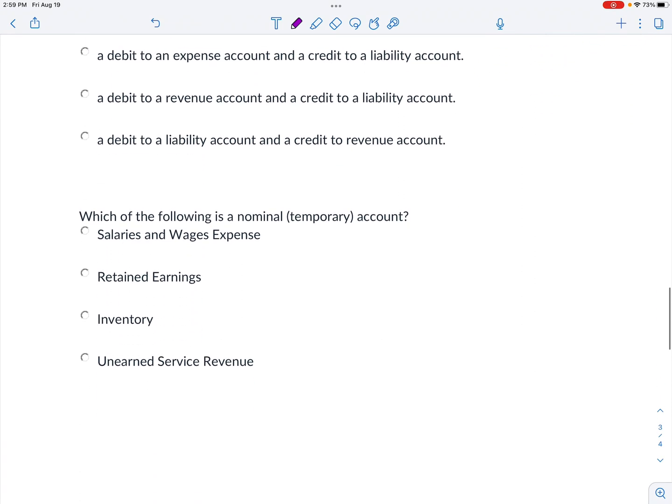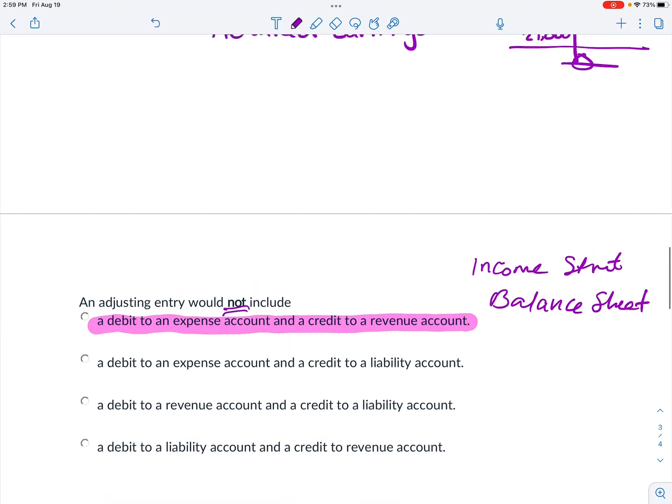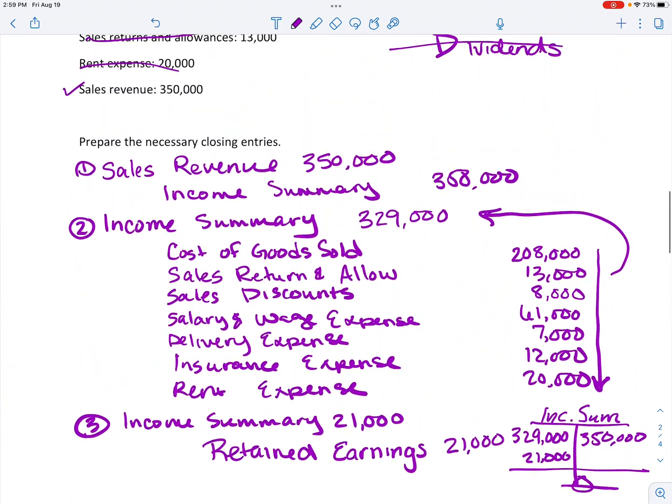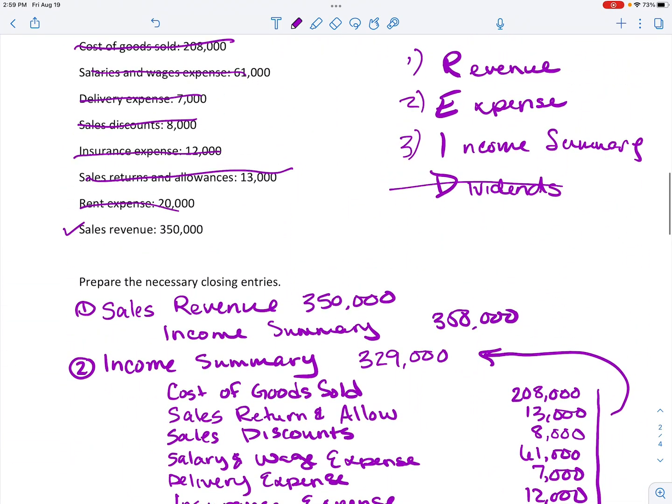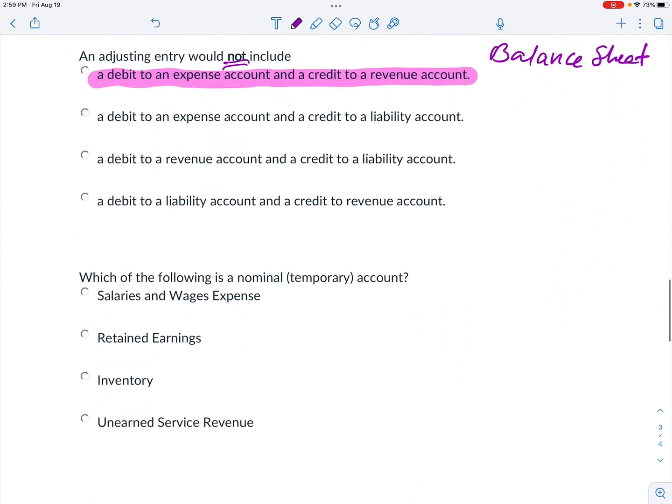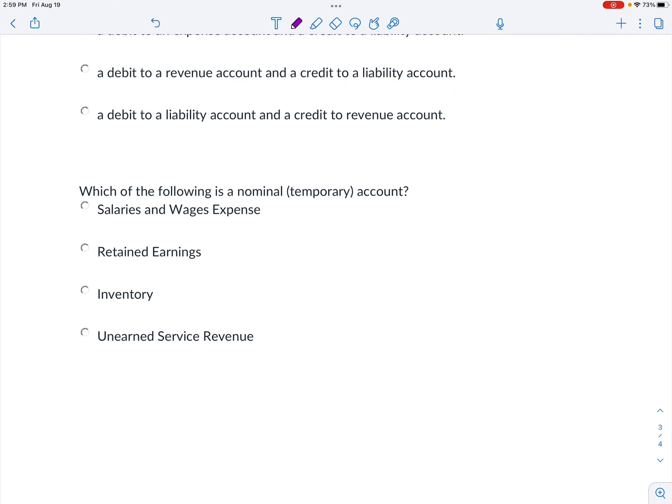All right, let's look at one more. This is talking about these nominal or temporary accounts that we close during that closing process. So they want to know which ones we close. We can come back up to our closing process, and we know we close revenues, expenses, income summary, and dividends. So I can look through these and know that I'm going to close an expense account, so that must be a temporary account. Always go through and double check.